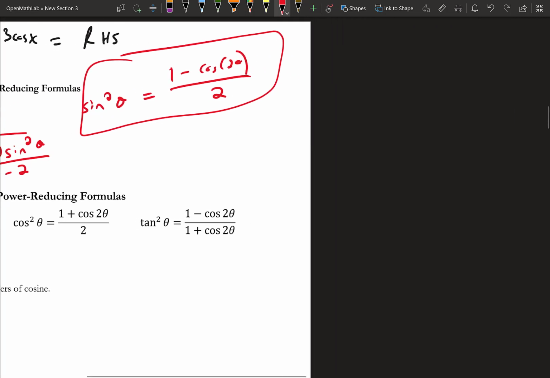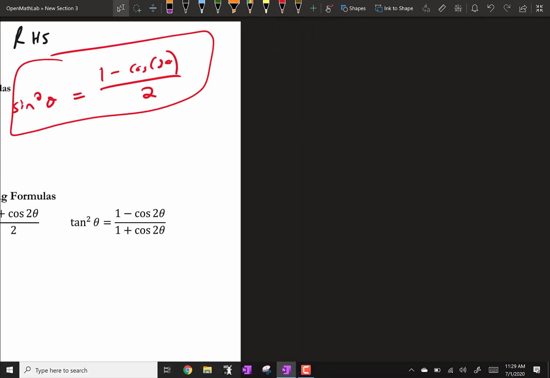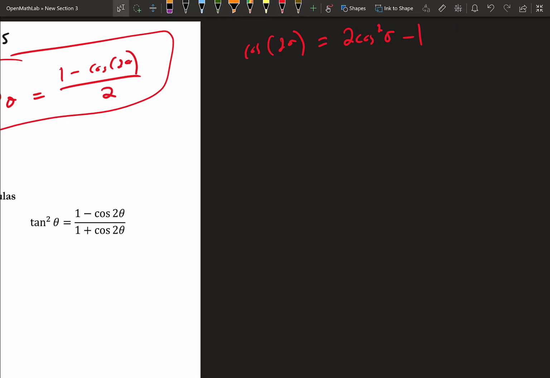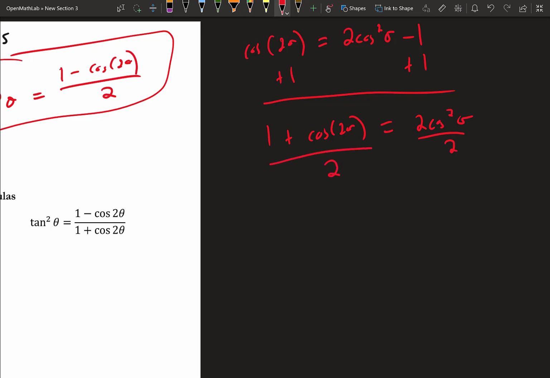So we could come over here and do the other one. So the other version was cosine of 2 theta is equal to 2 cosine squared theta minus 1. So let's solve for cosine squared. So we add 1 to both sides. So we get 1 plus cosine of 2 theta equals 2 cosine squared theta. Divide both sides by 2. And we end up with 1 plus cosine of 2 theta over 2 equals cosine squared theta, right?